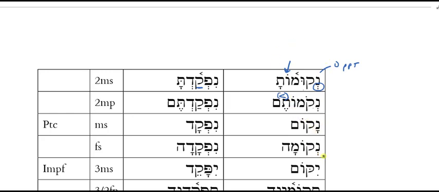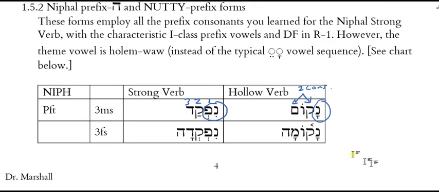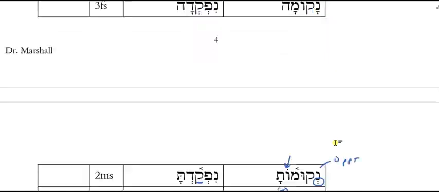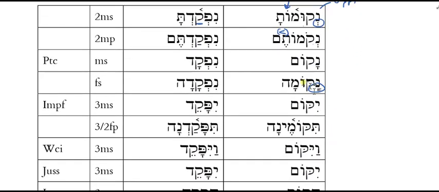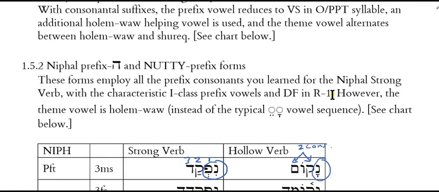Now over here we have nkoma. Here we do have the stress moving to the kametz ending, and so reduction of that na to n. That didn't happen over here. In the perfect, we're trying to keep the accent on the root 1, so it's nakoma. But the participle is nkoma, so there is a distinction here. Okay? So that's the nifal perfect and participle.